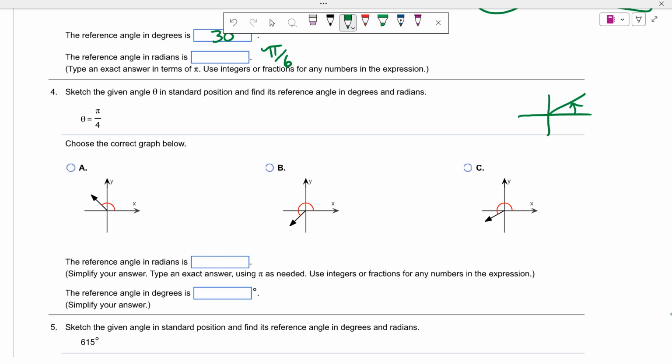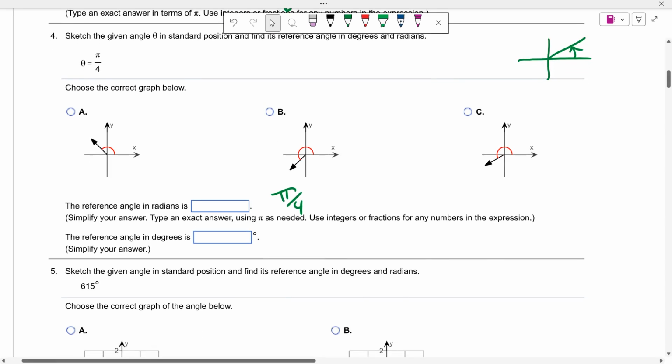Well, since it's in quadrant 1, it's going to be pi over 4. It's the same thing. Okay? Any angle in quadrant 1 is a reference angle, basically. So the reference angle in degrees for pi over 4 is how many degrees? 45 degrees.